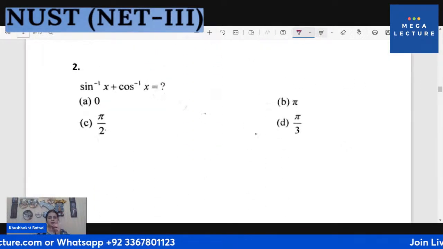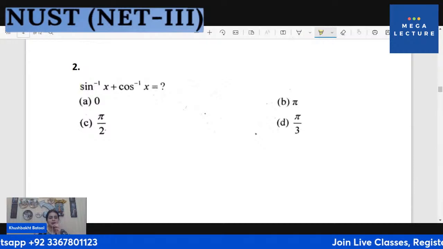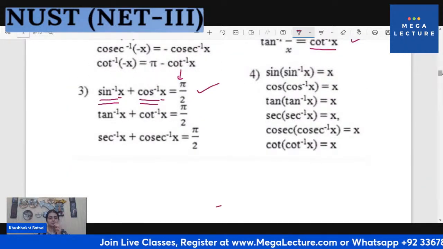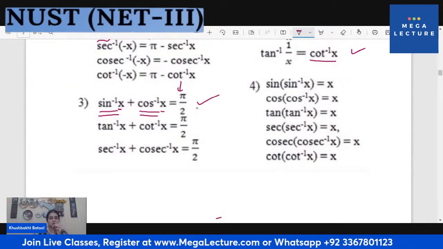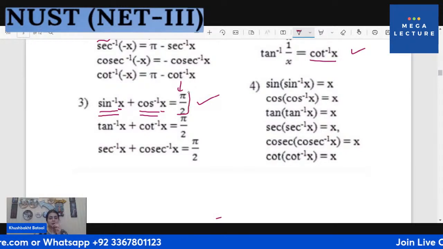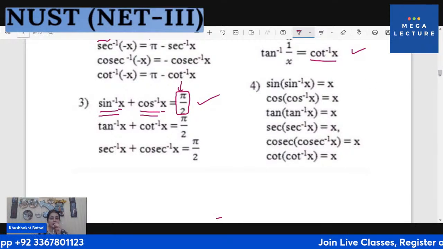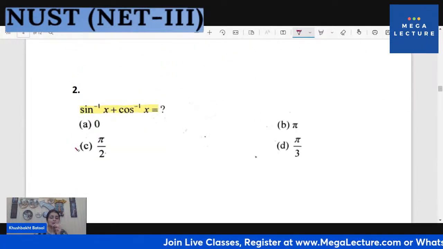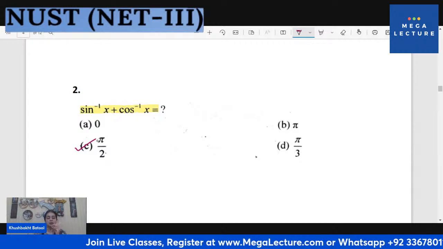Okay, now it is direct use of an identity. Sine inverse of x plus cos inverse of x is equal to what? So we are going to scroll up now, and this is the most important one I was talking about. Sine inverse of x plus cos inverse of x is basically pi by 2. So the answer would be pi by 2. Please try memorizing things right now with me. Do not think that you still have more than a month. You would be able to.